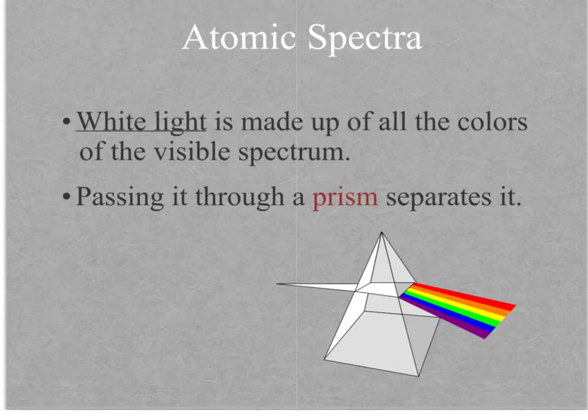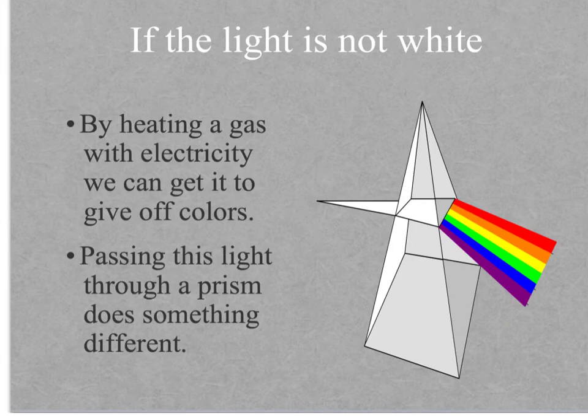Okay, when we see the color white, it's basically all the colors in the spectrum put together, and that is what comes out when we see it. When it passes through a prism, that's what separates the colors from each other. If the light isn't already white, we can heat it up with some electricity and get it to give off other various colors. When we pass that light through a prism, it does something a little bit different than the other one does.